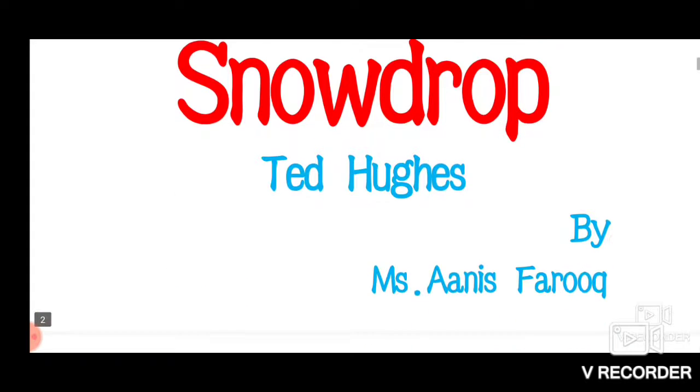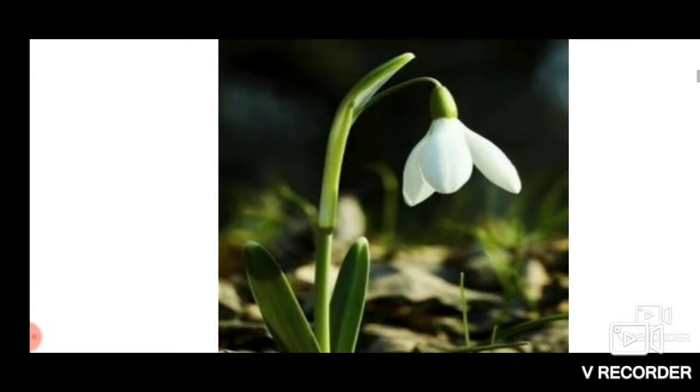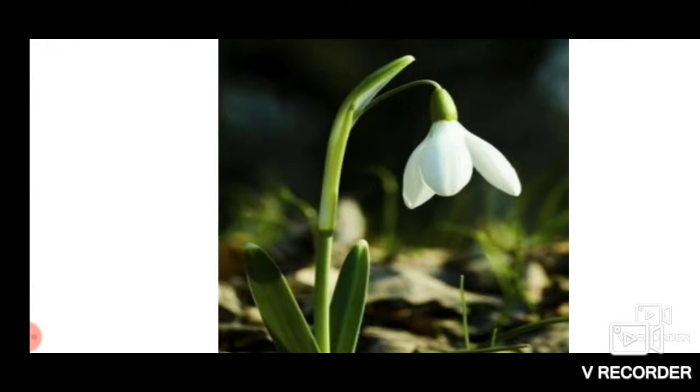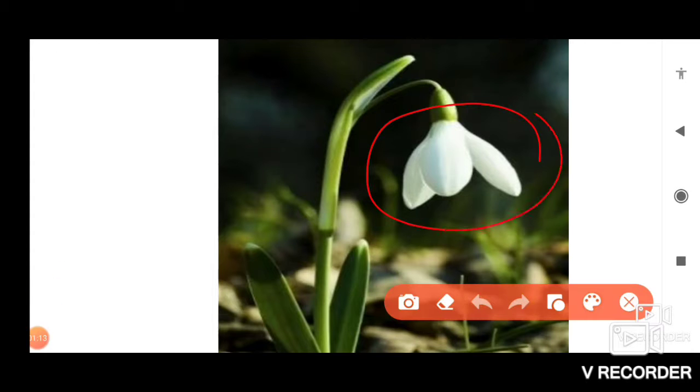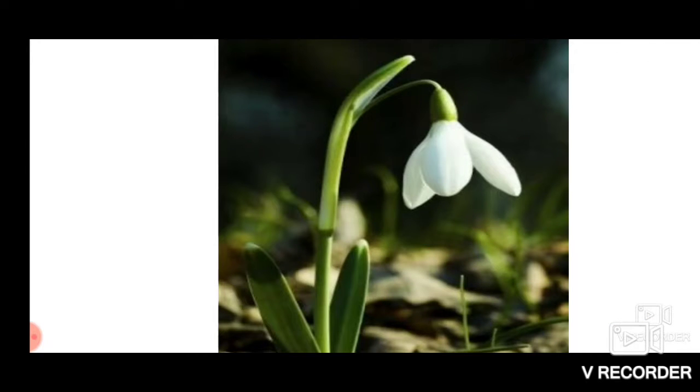Now before talking about the characteristics of this flower, this is how it looks. This is the picture of snowdrop flower. And do remember how its head looks. It is slightly bent down, isn't it? So we have to talk about this as well: why is its head bent down? We are going to find it out later.